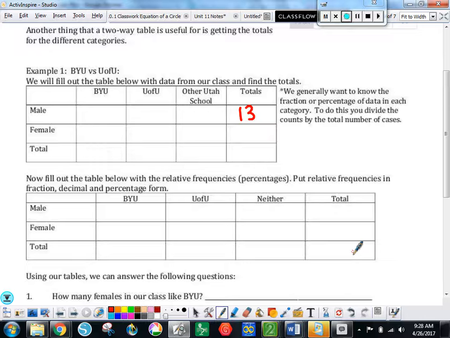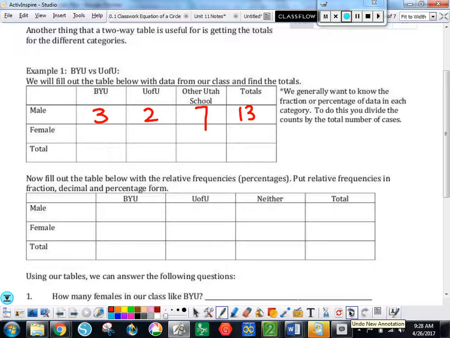So all in favor of BYU, who's a BYU rooting Cougar fan? 3. Okay, 3. Who are the University of Utah Running Ute fans? Just 2? Okay. And what about another Utah school? I count 1, 2, 3, 4, 5, 6, 7. That only adds up to 12. Someone didn't vote. It was you, Harrison, wasn't it?